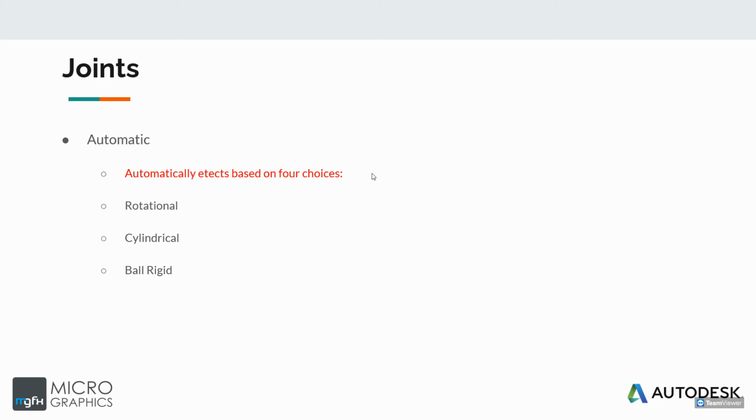The last option you have there, or actually it's the first in the box, is automatic. You'll notice that it will always try to give you an automatic joint, and what it does is it detects based on four choices: rotational, cylindrical, ball, and rigid. Those are the four principal types it will detect, and it can detect a combination of the two.